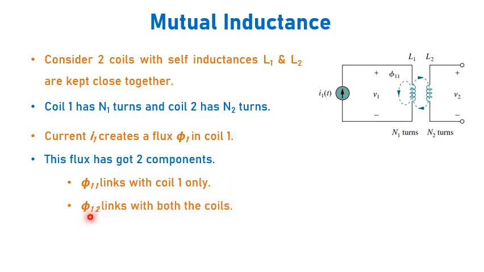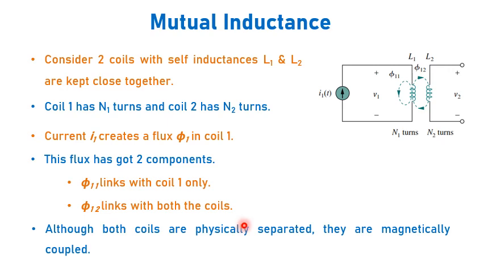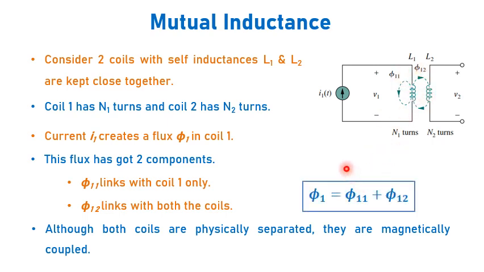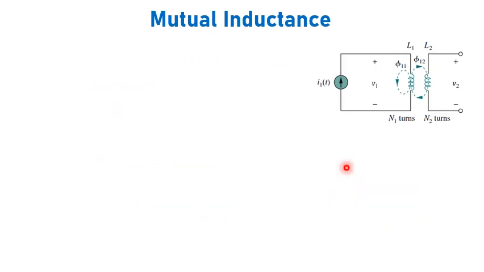See, you can see the notation. The 1 represents the flux produced by coil number 1, and 2 represents it is linking with the second coil also. So here you can call it as phi 12. Therefore the total flux is sum of these two. So even though both are physically separated, there is no direct link between these two coils. They are magnetically coupled. The total flux will be phi 11 plus phi 12.